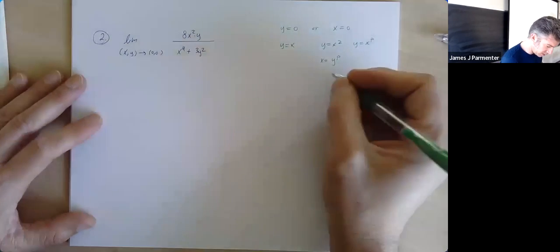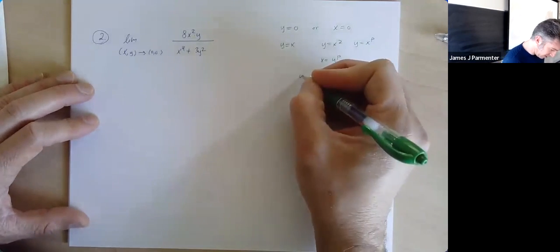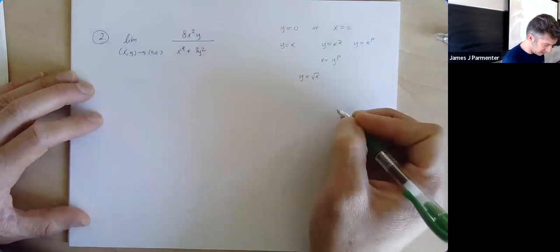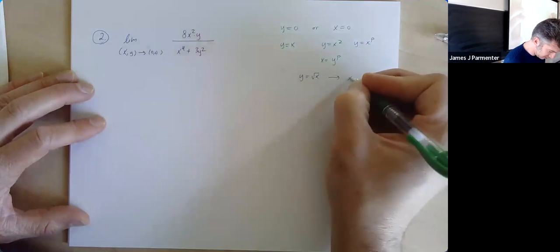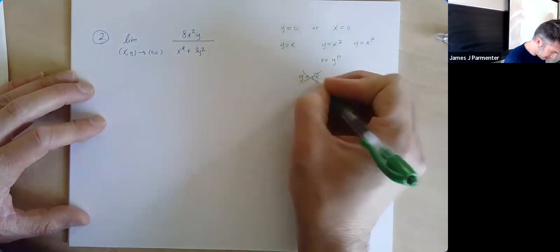But I really wouldn't use y equal to the square root of x typically. I would say, oh, well, that's just x equal to y squared. So don't use this, use this.